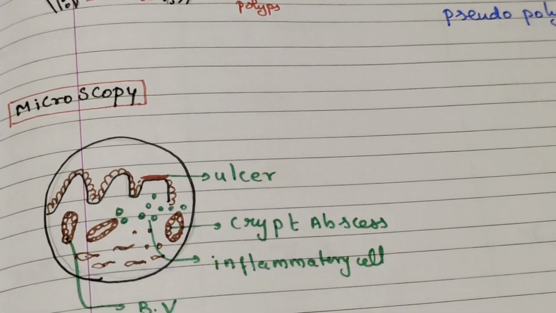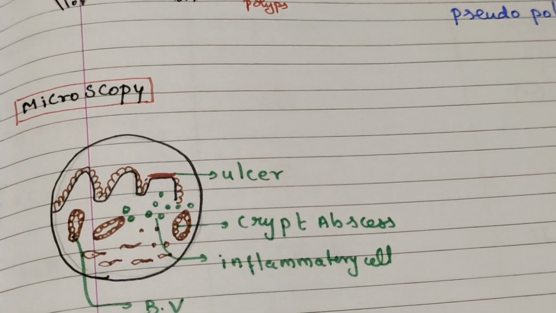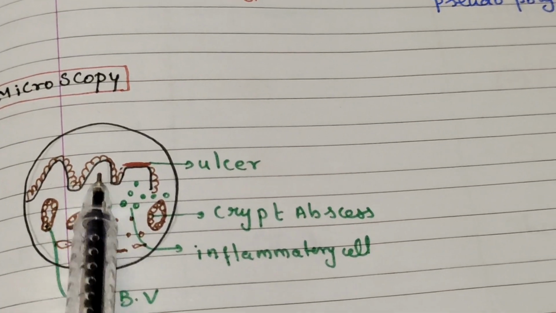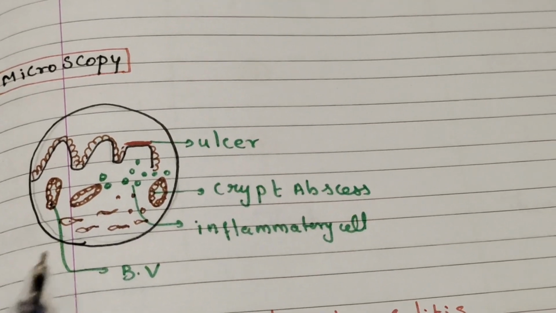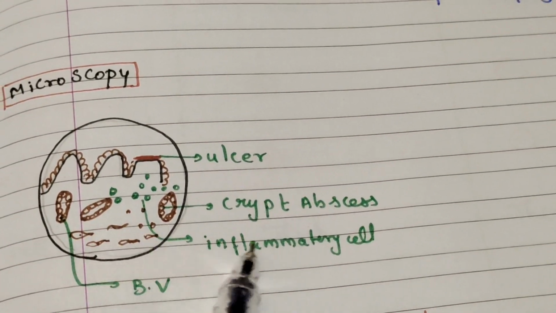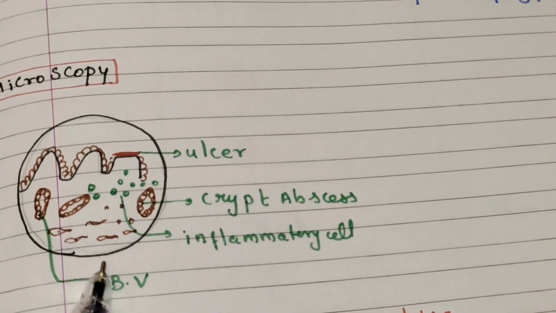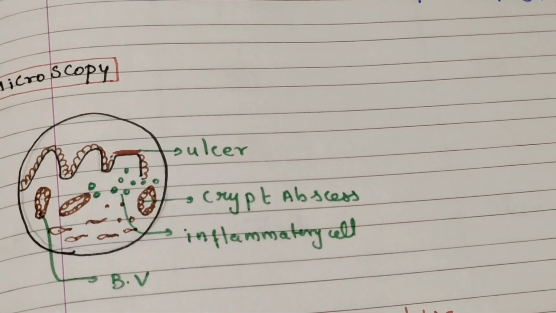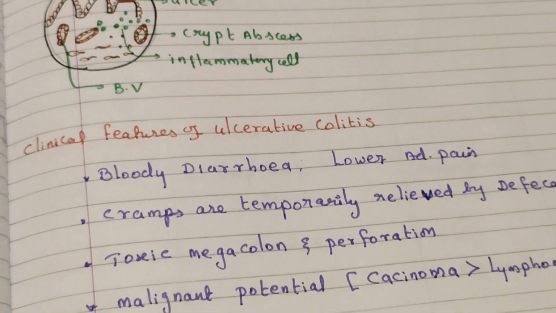In this one, the goblet cells are decreasing in the ulcerative region. Inflammatory changes like inflammatory cells and neutrophils are seen. Then blood vessels are also seen. So this is all about ulcerative colitis in microscopic appearance.